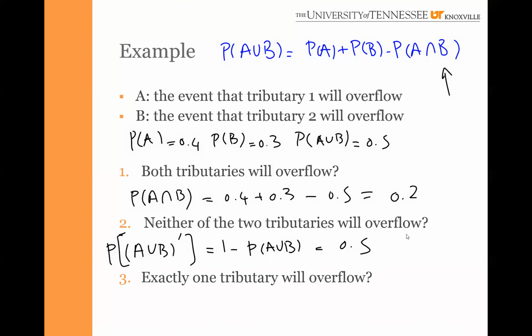The last one. I'll give you a couple more minutes to think about the last one. Maybe draw a Venn diagram. We know they have an intersection, right? So there is an intersection. You want exactly one. Okay.